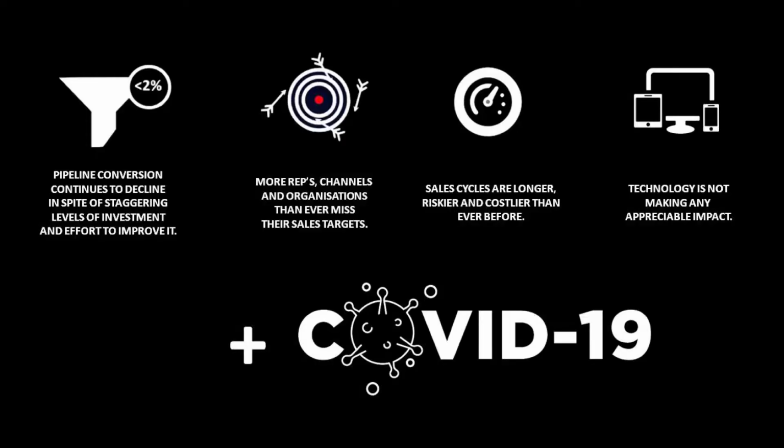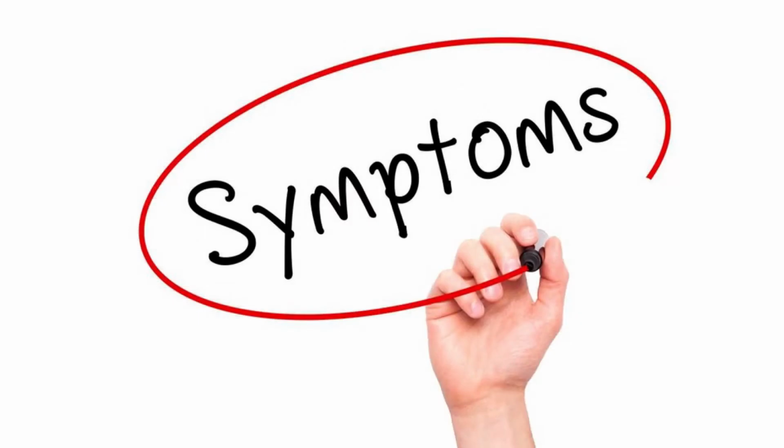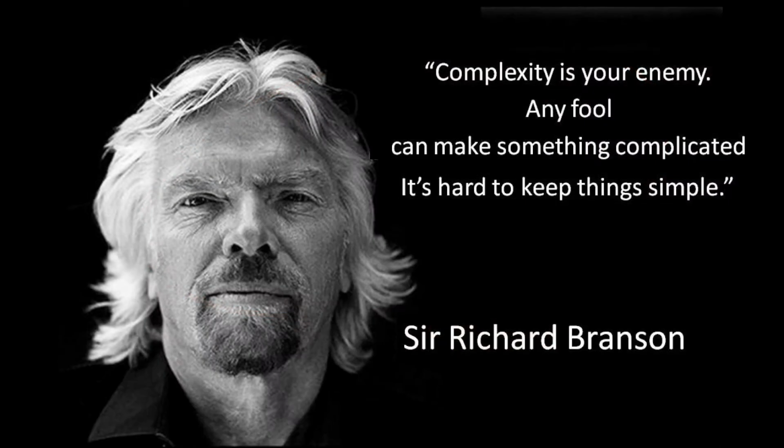Then along came COVID to make things even more complex by changing the way buyers think and behave in ways we won't fully understand for some time. But these are all merely symptoms of a deeper underlying problem. And that problem is complexity. The insane complexity of our revenue creation systems. In other words, the systems we use to market and sell our products and services to customers and clients.